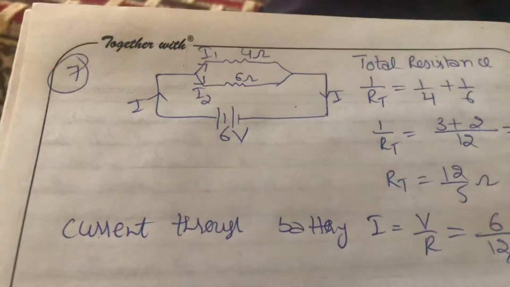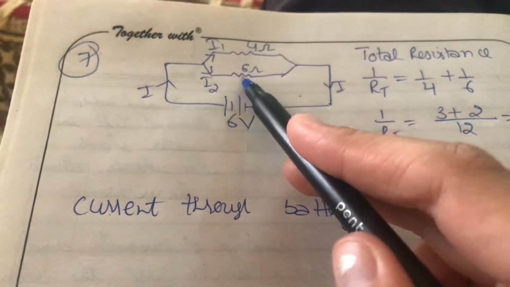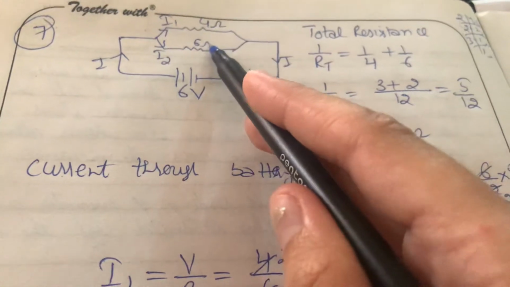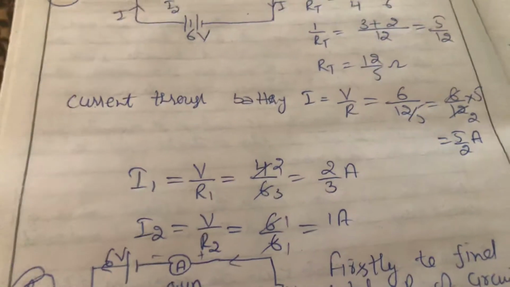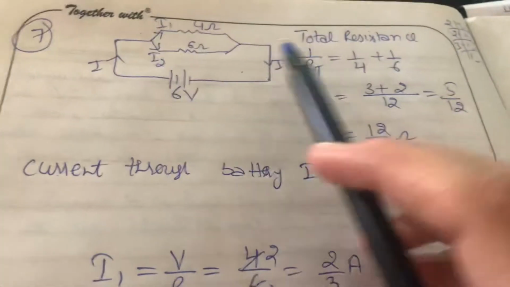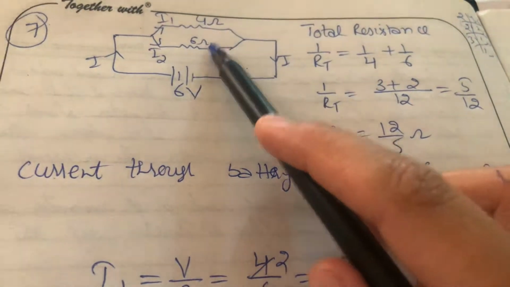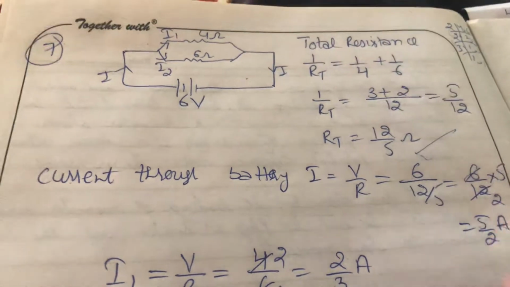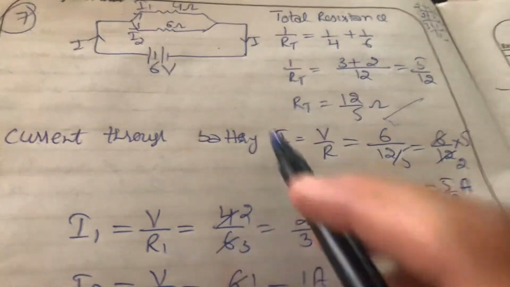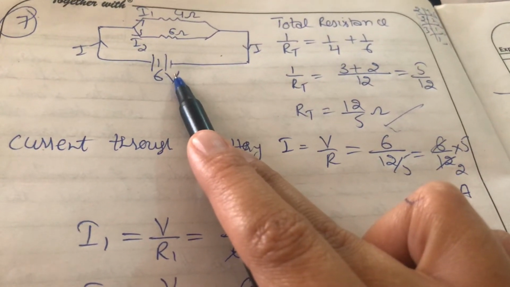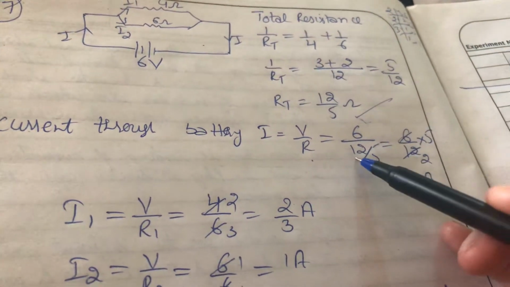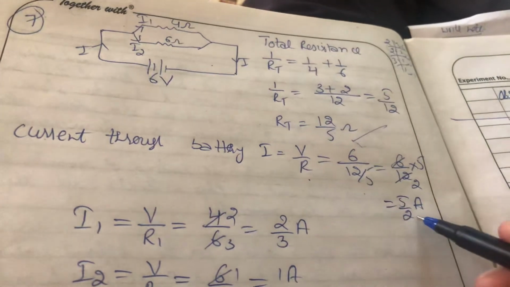Okay. And then there is the 7th question. In this question, you have 2 resistors in parallel connected with the battery. Okay. You have to find the total resistance and the current through each resistor. Total resistance will be, obviously, clearly they are in parallel. So, 1 upon 4 plus 1 upon 6, simply you have solved it by taking inverse also. Then current through the battery. Current through the battery will be the total current flowing through the circuit. So, the total voltage divided by the total resistance, that is 6 upon 12 divided by 5. So, it will be 5 upon 2 ampere.